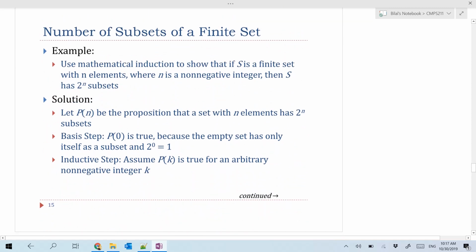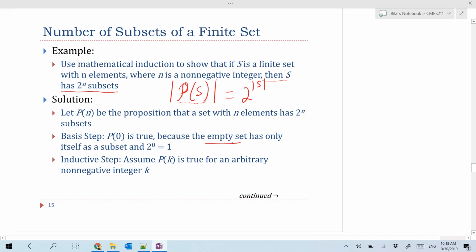In this example, we want to prove that the number of subsets of a certain set, which is the size of the power set of S, is equal to 2 to the power n, where n is the size of the set, or the cardinality of the set, which is denoted in this way. So the size of the power set of S, for any set S, is equal to 2 to the power of the size of the set S itself. Good.